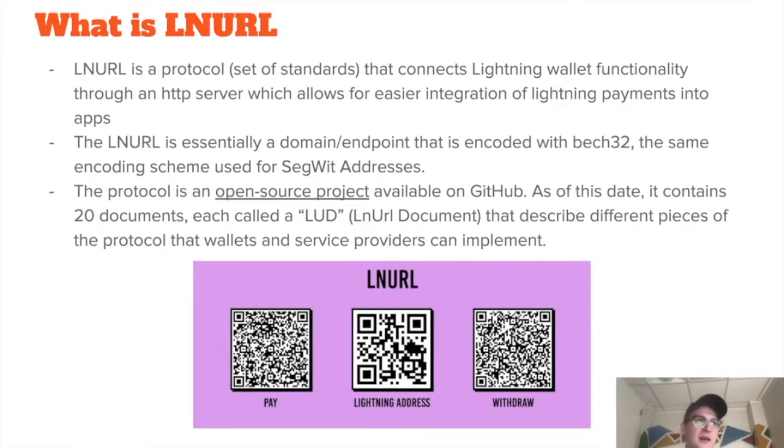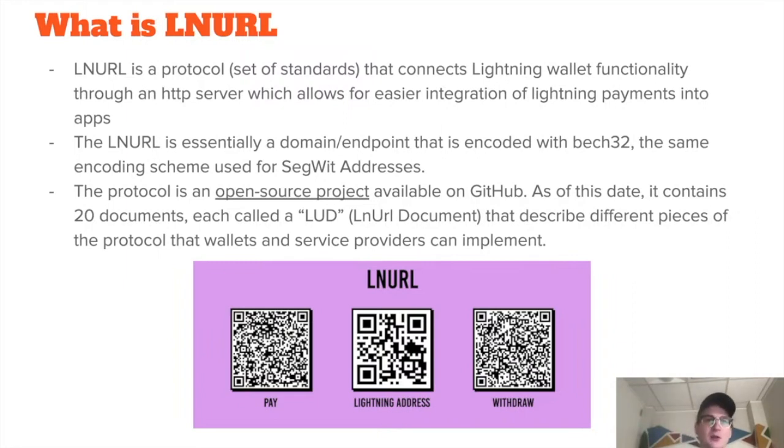Okay, so let's get into it. What is LNURL? LNURL is a protocol, basically a set of standards or a set of rules that connects Lightning wallet functionality through an HTTP server, which allows for easier integration of Lightning payments into apps. So basically, for our sake in this workshop, the functionality that we care about is creating invoices. Creating invoices isn't something that I want to protect too much on my node. I would love for people to create invoices to pay me.